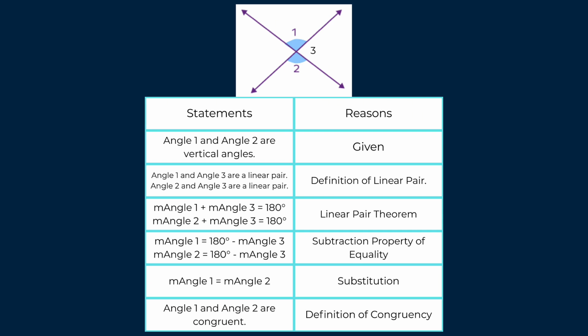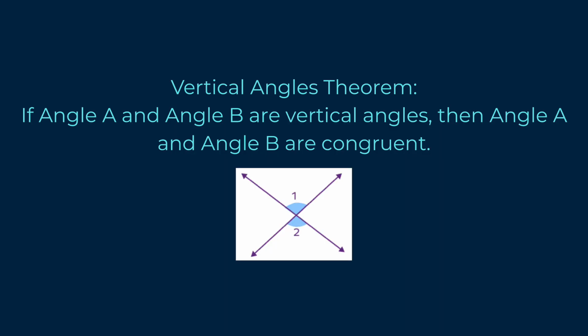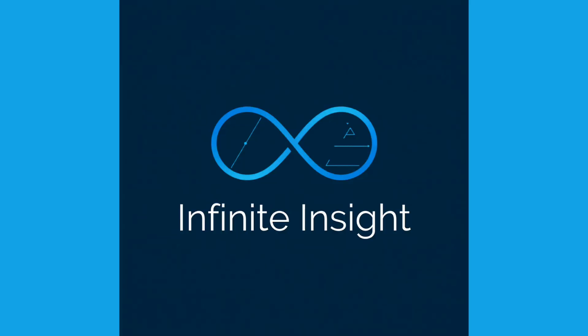Therefore, we can move angle 3 to the other side, so we have both angle 1 and angle 2 equal to the same thing by the subtraction property of equality, meaning that we can substitute and define angle 1 and angle 2 congruent by the definition of congruency. So, we have just proved the vertical angles theorem with the linear pair theorem. If angle A and angle B are vertical angles, then angle A and angle B should be congruent. And that'll be all for today's lesson.